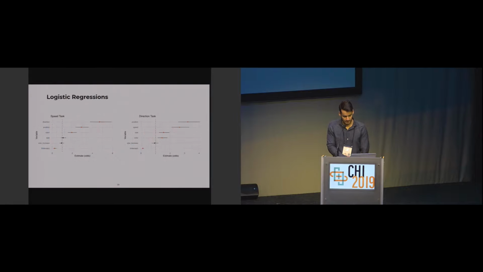So we fitted logistic regressions to this data. So this model basically takes all the visual properties of the outlier and outputs a probability of correct detection. So it learns the influence of each variable on the odds of correct detection. So from this model, it's clear that spatial dimensions have the most impact. So here, direction and position for the speed task, and position and speed for the direction task.